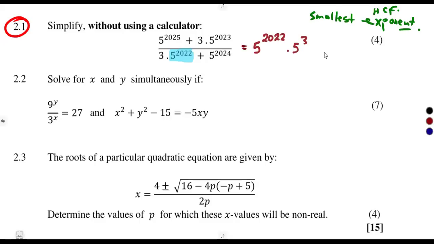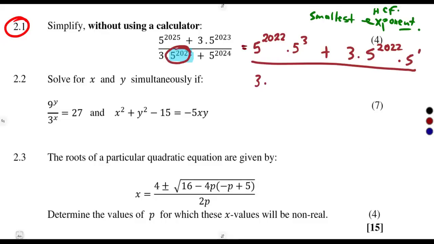All right. You do the same thing here. This 3 is already there. So this is 3 times 5 to the exponent of 2022. Remember, we need this. But for us to have 2023, what are we supposed to do? You're supposed to multiply by 5 to the exponent of 1, so that if we add these two, we get 2023. The same thing in the denominator.